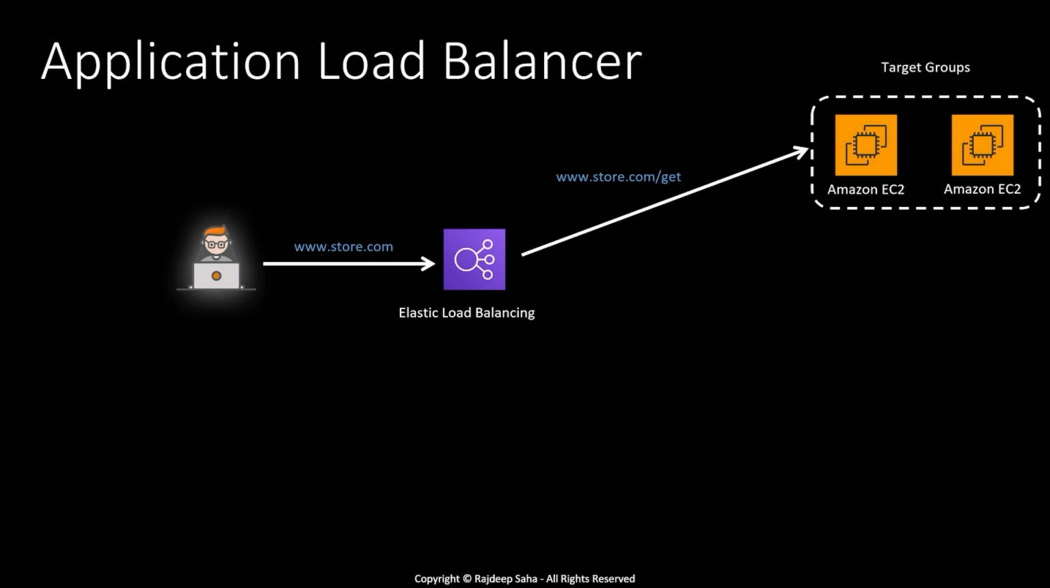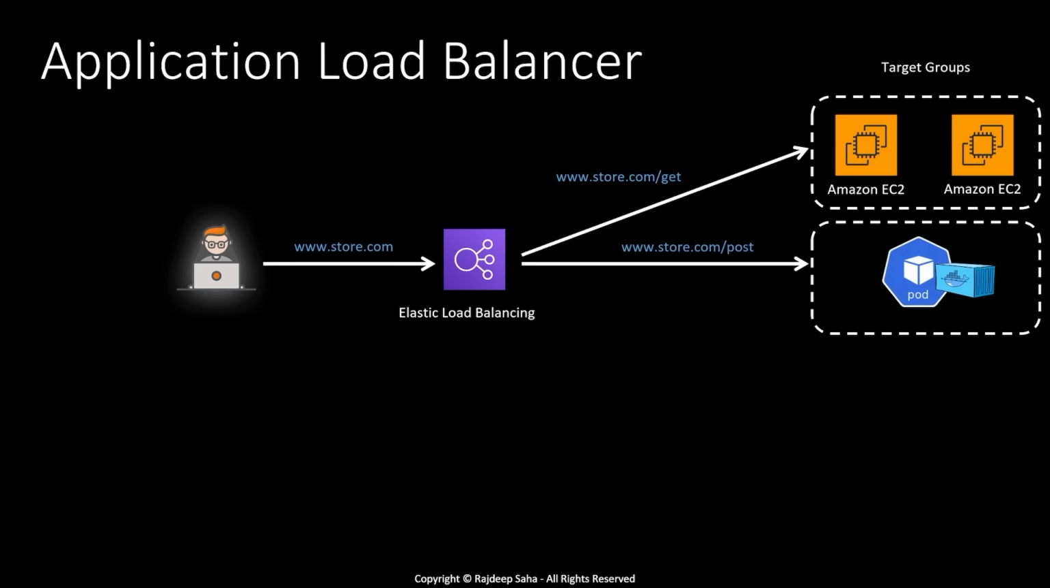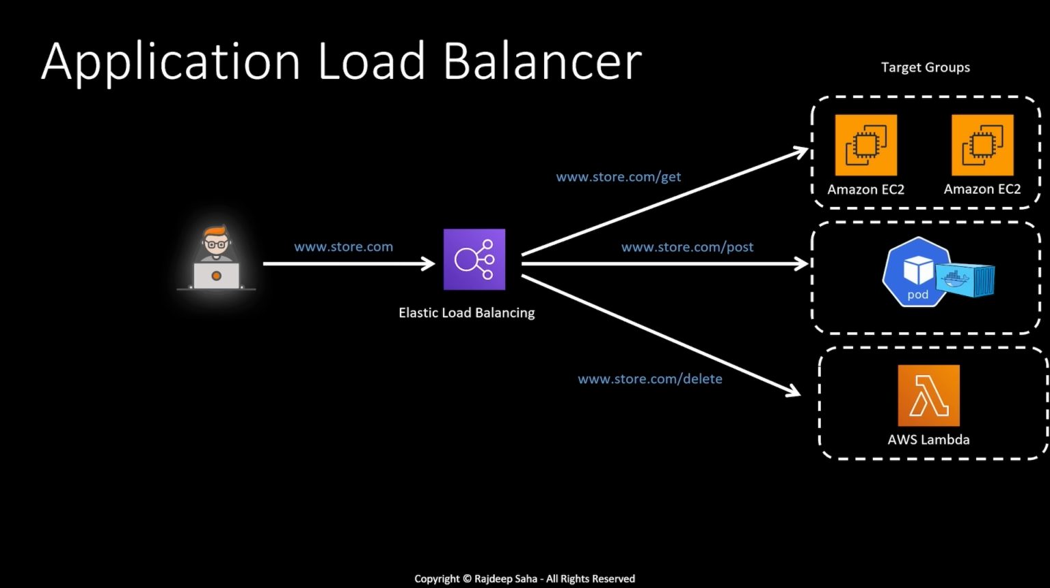So for example, www.store.com/get could be sent to a target group comprised of Amazon EC2s, whereas store.com/post can send the traffic to Kubernetes pods. Similarly, store.com/delete can send the traffic to AWS Lambda. And all these can be done from a single application load balancer.